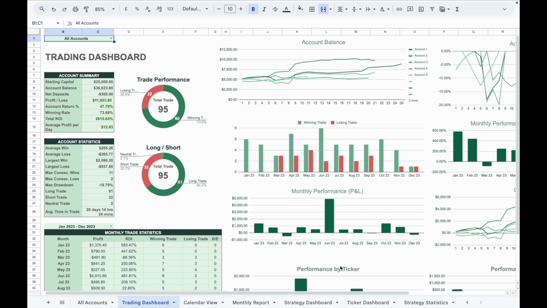Hi everyone, in today's video, I'm going to share the multi-account version of the options, stock and futures trading journal. This trading journal is designed for traders who manage multiple accounts and trade options, stock and futures.